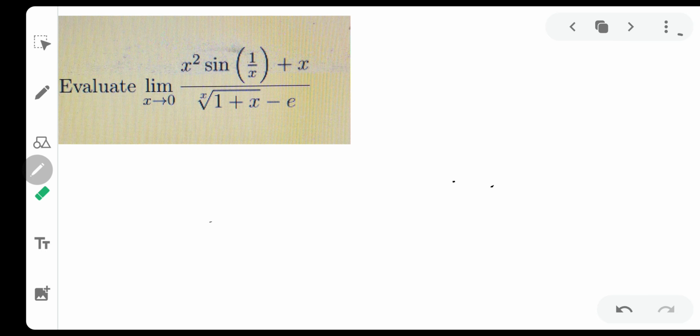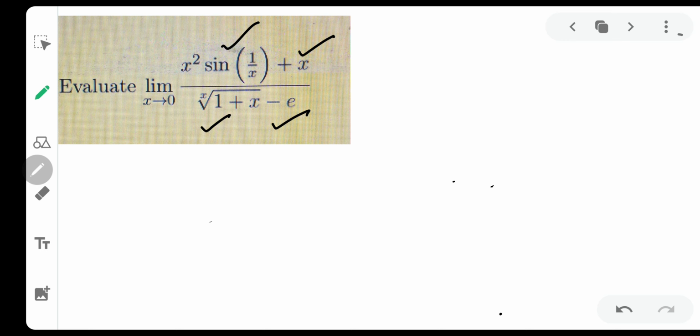Now today one of our students has asked us this very beautiful and nice limits question. The question is limit x tends to 0 of (x² sin(1/x) + x) divided by ((1 + x)^(1/x) − e). Now you should look for the nitty-gritty details and the discussions that we'll be doing more than the solution, because this is a very important solution. The solution is itself the chapter, you can say.